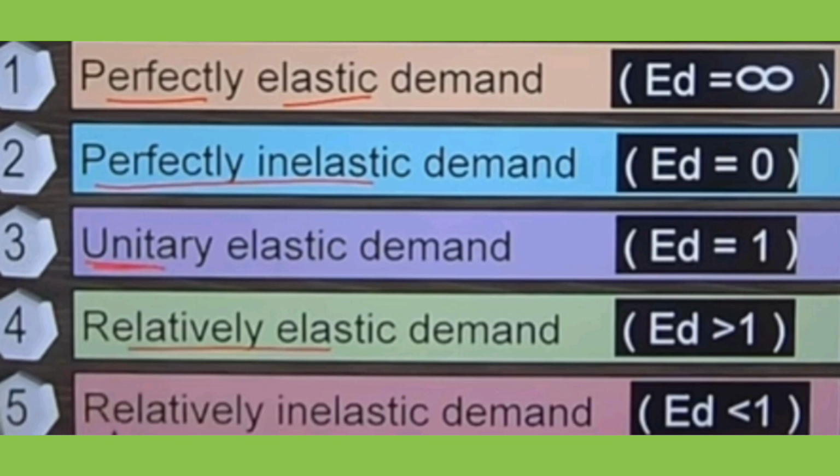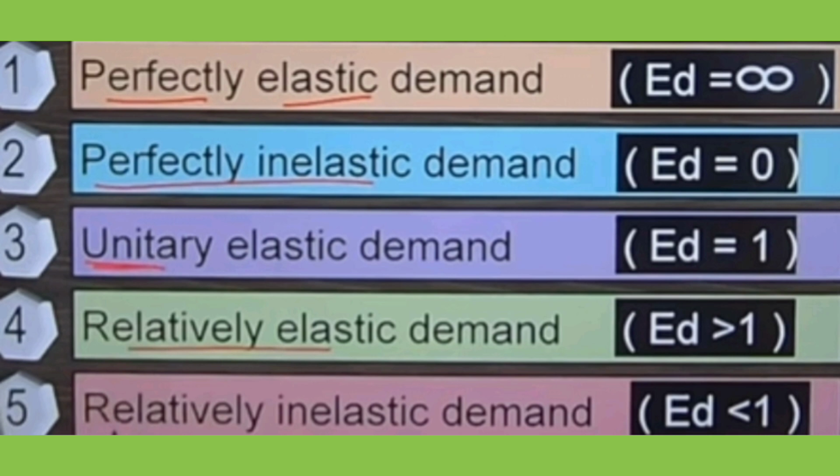Let us quickly summarize. The first one we can see on the screen is perfectly elastic demand, where ED is equal to infinity, which means that a slight change in price brings an infinite change in demand. The second one, we have perfectly inelastic demand, which shows the change in price does not affect demand at all, therefore ED is equal to 0.